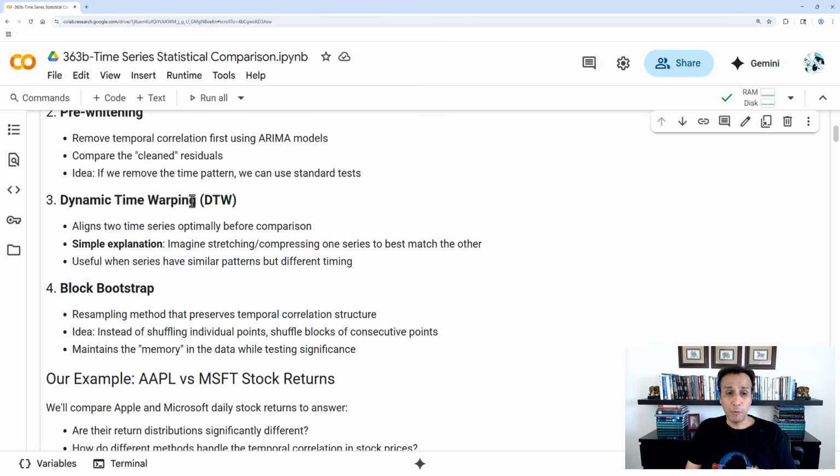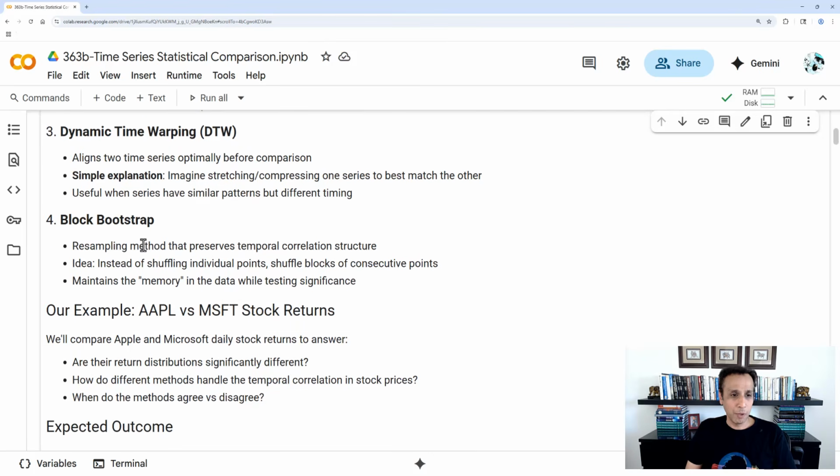And then dynamic time warping, I just talked about this. And block bootstrap is also something I summarized just now. So you just take individual blocks and shuffle the blocks, so you do have consecutive time points within a given block, and then perform your U test.